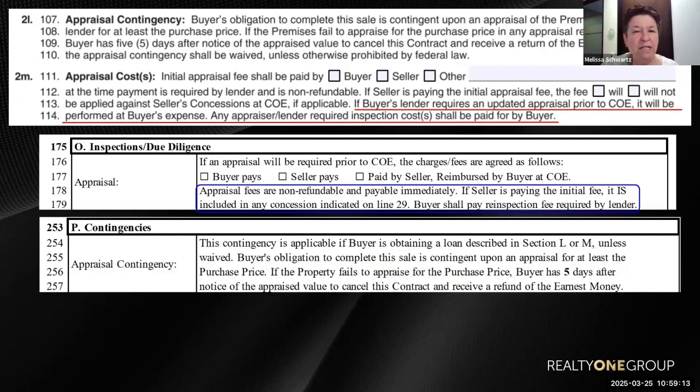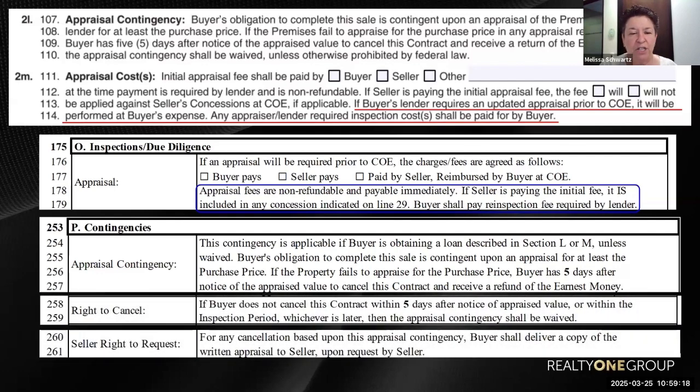So the appraisal contingency was up above. Again, they have it as well. I just put them in different sections there. They have lines about right to cancel. If the buyer does not cancel the contract within the 5 days after notice of appraised value, then the appraisal contingency shall be waived. Very similar. So this is interesting. For any cancellation based upon this appraisal contingency, buyer shall deliver a copy of the written appraisal to seller upon request by seller.